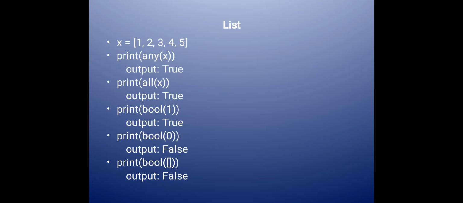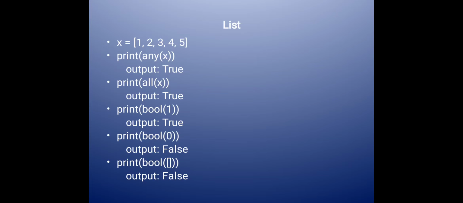Then comes print of any of x. The any function returns true if any element is true in the list. If all the elements are false, the output will be false. So here print any of x, the output is true. All elements are true here, right?